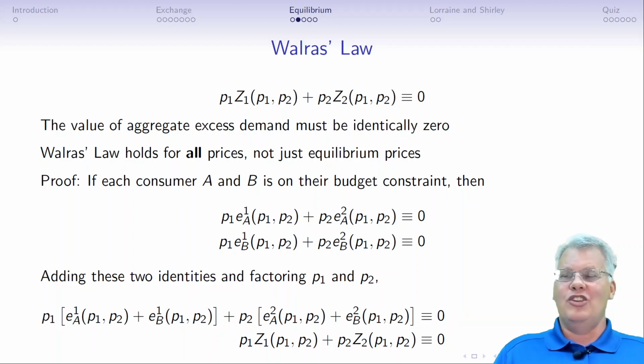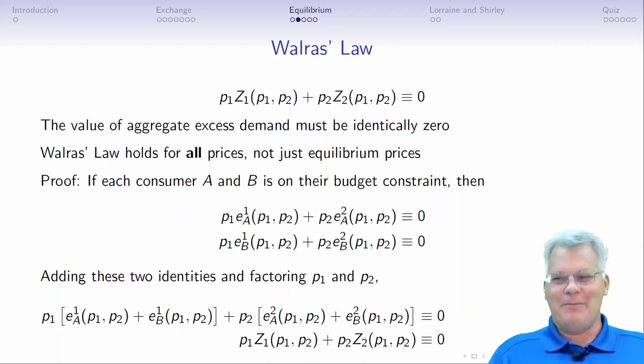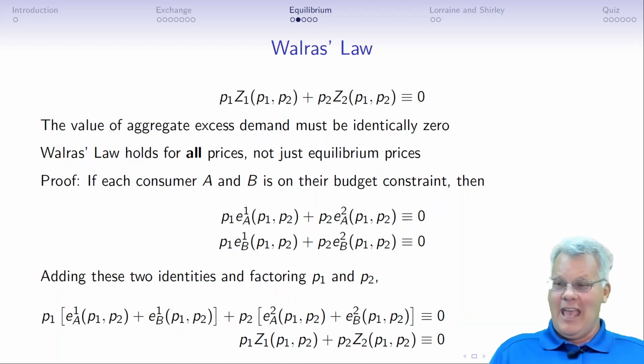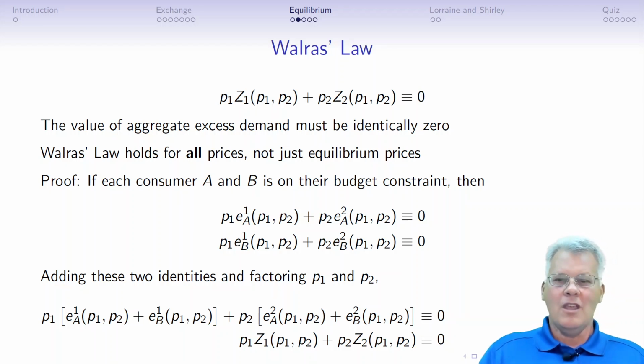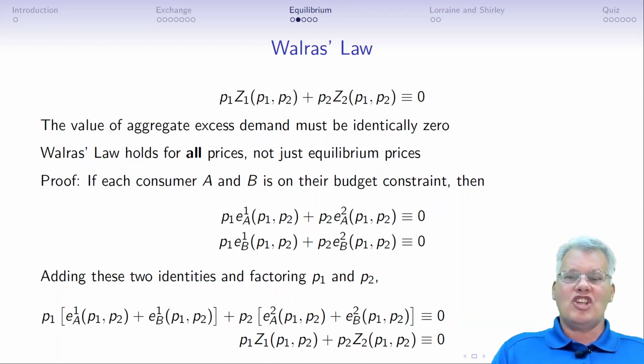So the proof of Walras' law is, if for each consumer A and B, so I'm going to go back to Varian's antiseptic textbook notation. If you want to see Varian's proof in greater detail, you can refer back to the text and it will match what we talk about here in the slides. So if each consumer A and B is on their budget constraint, right?